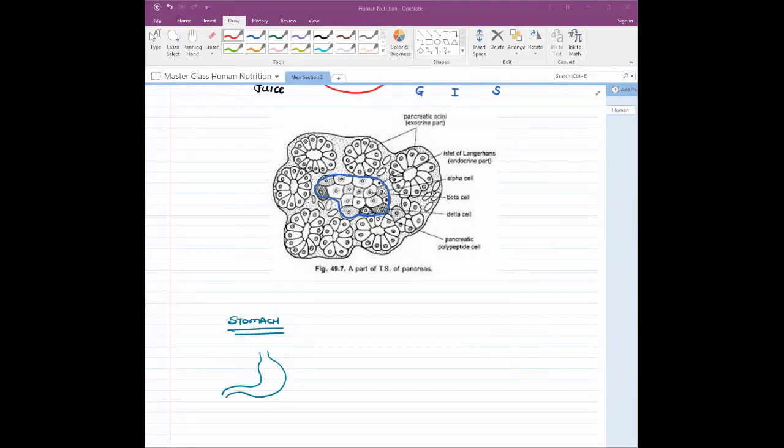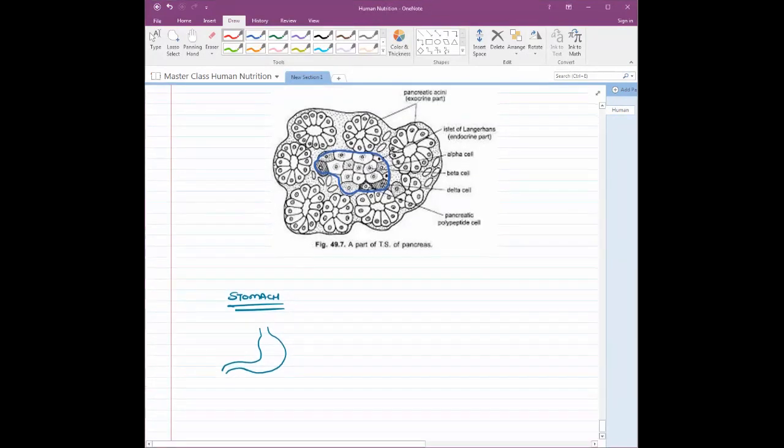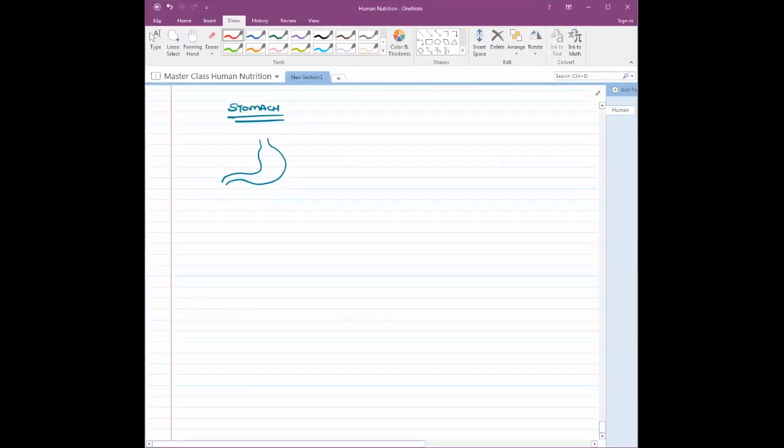Okay, so guys, now what happens? Let's try to see. I am going to take one small section of this stomach. Let's say this is the section I am taking, and now let's zoom in to see what the different layers are going to be. The first thing is right on the outside. Now we're going to go from outside to the inside.